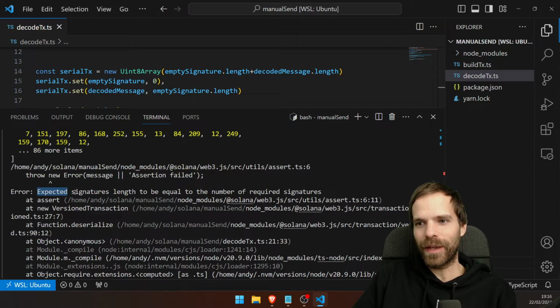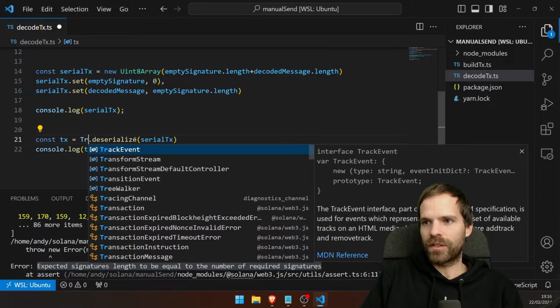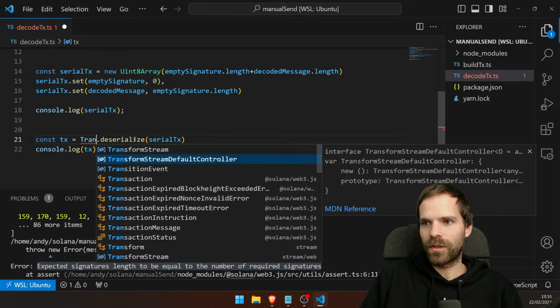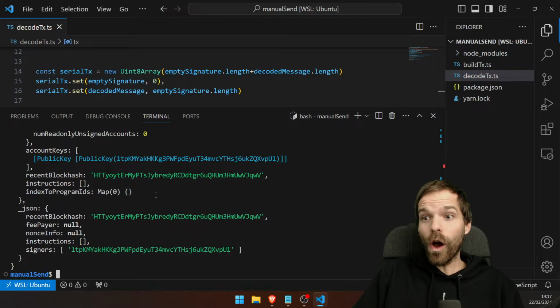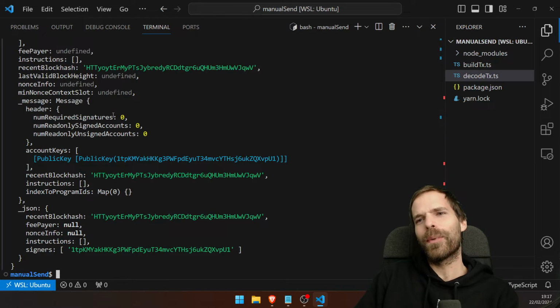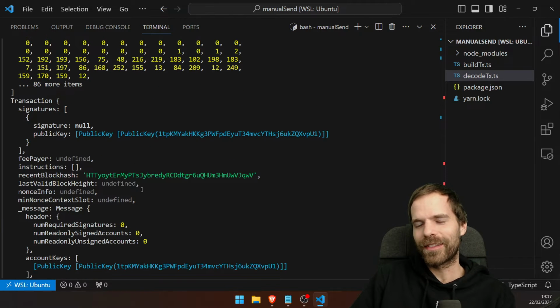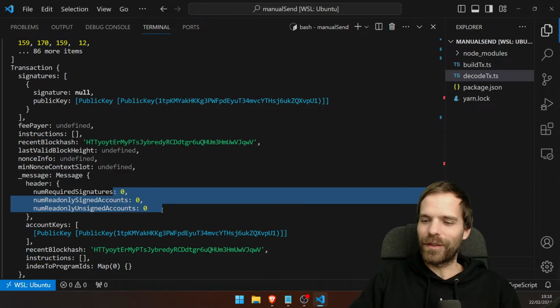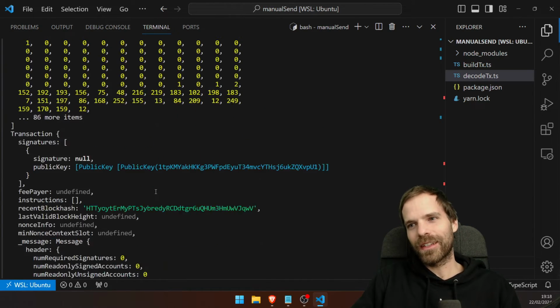But then expected signatures length to be equal to number of required signatures. Oh, I'm doing version transaction. It's a normal transaction, not a versioned one. How about with it? No. Oh! That looks... oh no, but it still messes up the header. It managed to decode, but I still got something wrong. If those values are right, then I'm on the right path, but not yet. We'll get there.